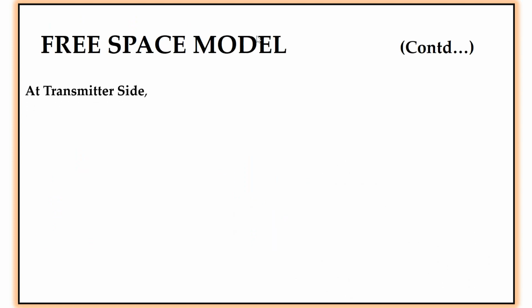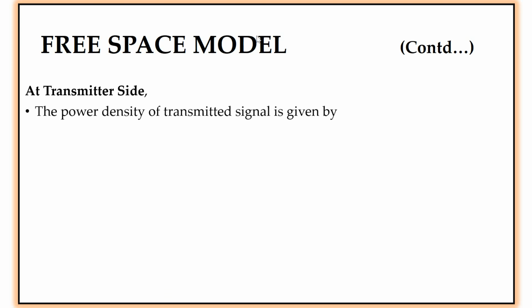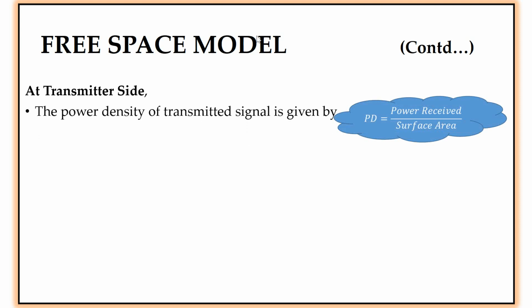So first, I'm going to look into the transmitter side. The power density of the transmitted signal is given by, can you remember the formula for power density? It is the power divided by surface area. So let us put it in the formula. Power density is equal to PT divided by 4 pi d squared, the surface area.